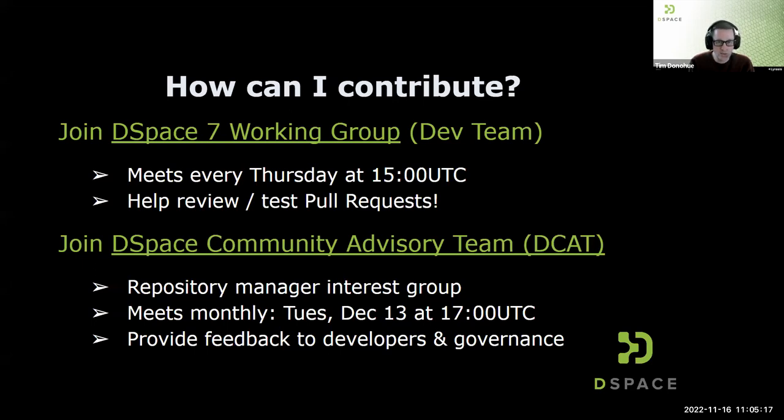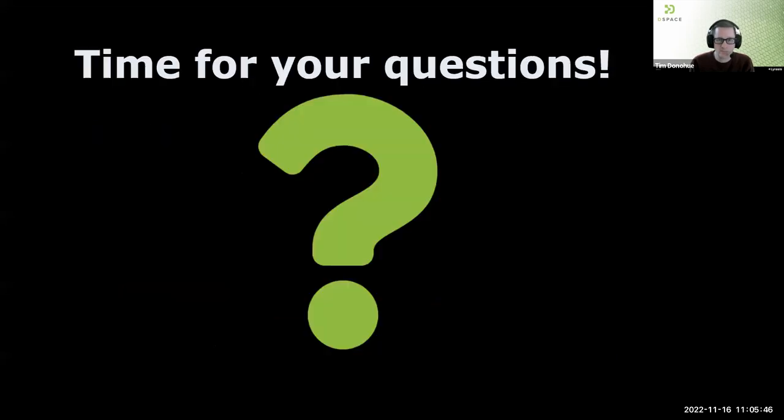If you're not as technical, there's opportunities for repository managers also to gather in the DSpace Community Advisory Team meetings. They meet monthly and their next one is coming up in December. And they provide a lot of feedback to the development team and to governance about next steps for DSpace. The development team also asks them questions sometimes about features, what's important in a feature, what are use cases, things of that nature. So if you're interested in that sort of work or just talking with others who use DSpace, join those DCAT meetings.